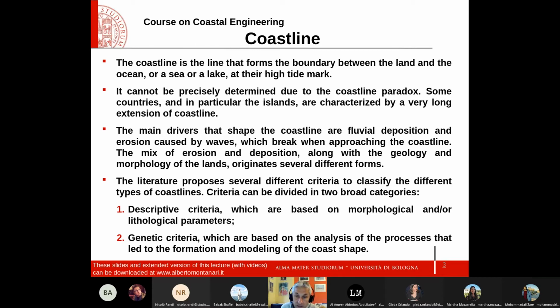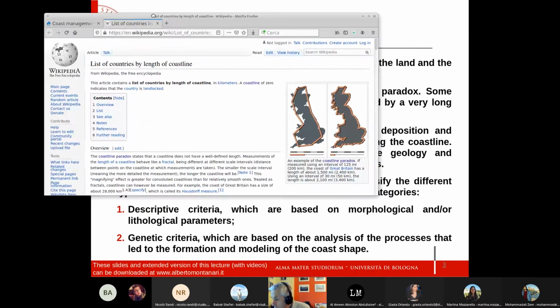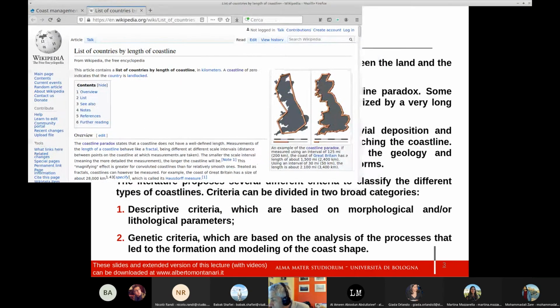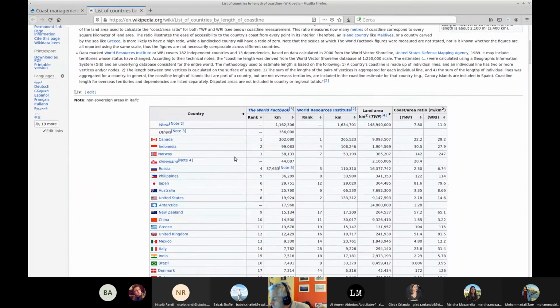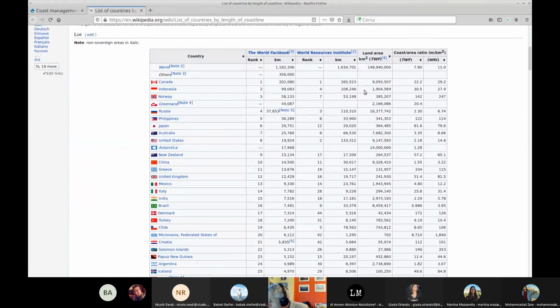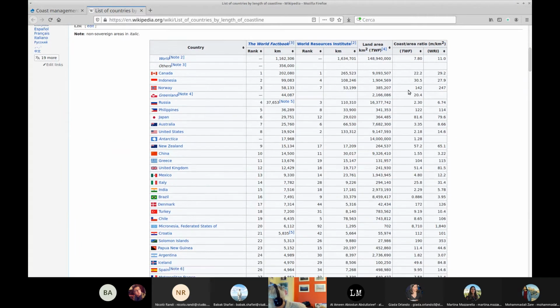Now, it is interesting, by the way, to see for some countries the ratio between the length of the coastline and the surface of the country. And there is a link on my webpage. I list it here. It's on the screen now. And first, there is an explanation of the coastline paradox here on the right for the UK. And if you go down, you see the coast area ratio for several countries.